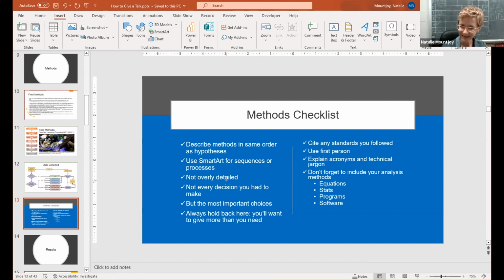Please use first person. You don't need to be writing in passive voice on your slides. And you don't need to be speaking in passive voice. Passive is passive. It gets boring. No one wants to listen to it or read it. So make sure you're using first person.